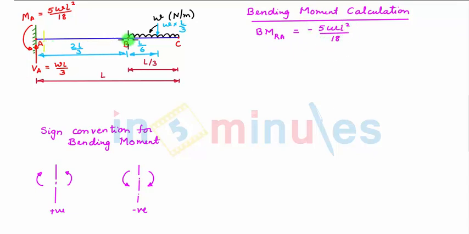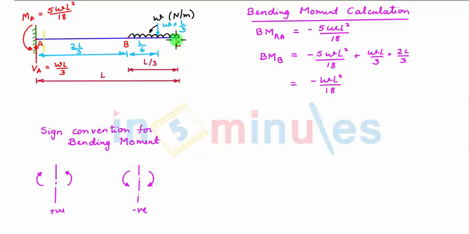Next we take section at point B. So bending moment at point B is equal to, considering the left hand side of section, we see that there is an anti-clockwise moment MA plus now there will be a clockwise moment caused due to this vertical support reaction VA acting at a distance of 2L by 3 from point B. So we have plus WL by 3 into 2L by 3. So this is equal to minus WL square by 18.